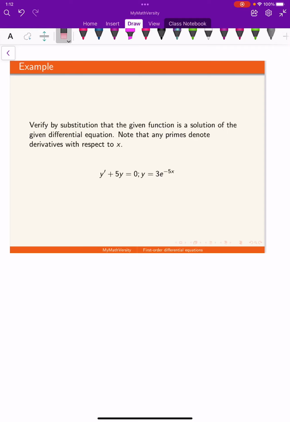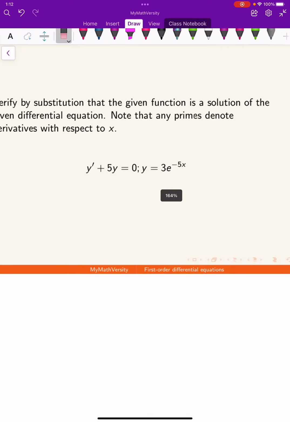Okay, in this example we need to verify that this function given over here, y equal to 3 times e to the power negative 5x, is the solution of this differential equation. So we are going to show that. To verify any function is the solution of the differential equation, we just need to substitute this back over here on the equation.